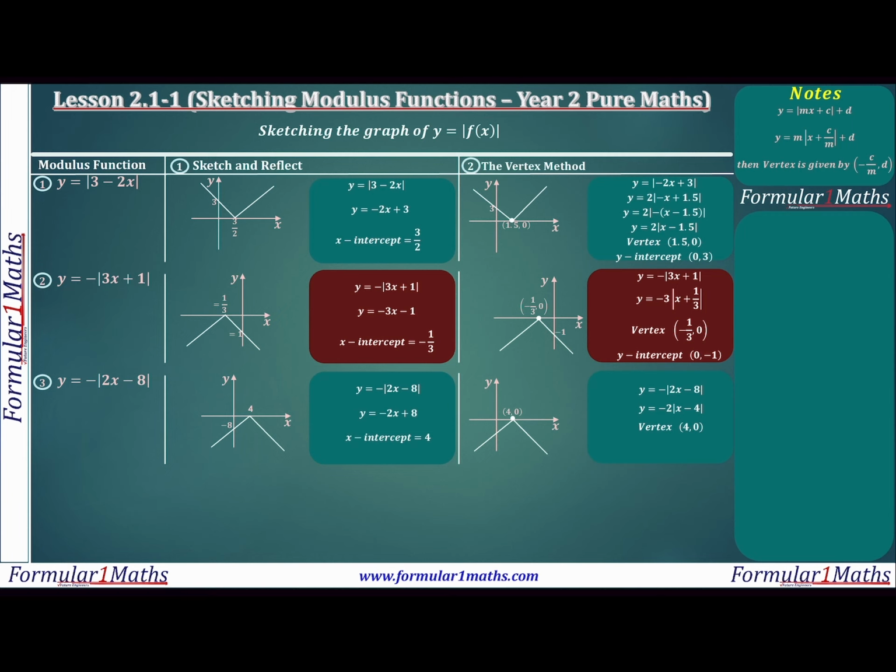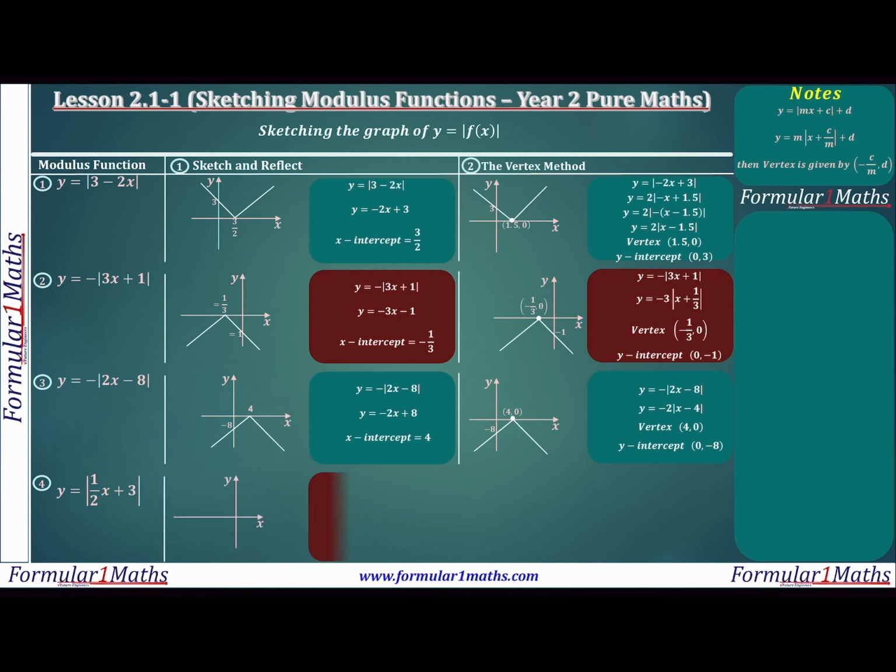Next, we determine the y-intercept over here, and that occurs when x equals 0. So when x equals 0, 2 times 0 is 0. 0 minus 8 is minus 8. The modulus of minus 8 is 8. Negate that, you get negative 8, and that's why the y-intercept is 0, minus 8, and then we put it on the curve. The last question, y is equal to half x plus 3 inside the modulo sign.